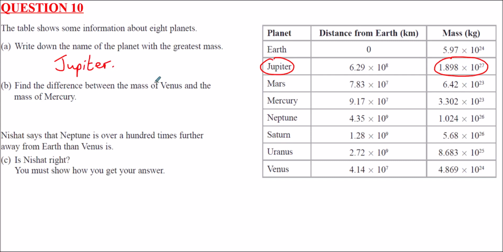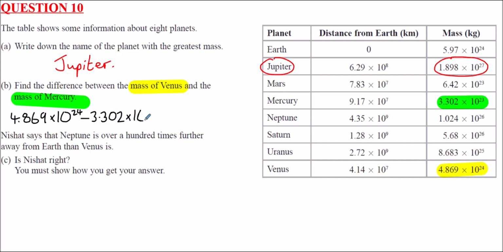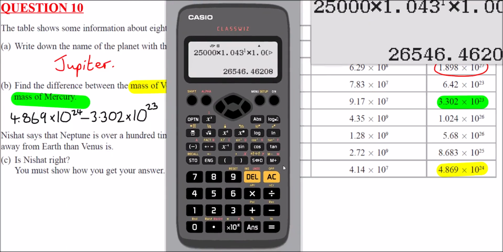Find the difference between the mass of Venus and the mass of Mercury. Well, the mass of Venus is this, and then the mass of Mercury is that. To find the difference, we just do one value, subtract the other. So do the big value, take away the small one. This is bigger because it has a higher power of 10. So this is going to be 4.869 times 10 to the 24 minus 3.302 times 10 to the 23. So we can do this now using the calculator. I'd hate to do it without, to be honest.